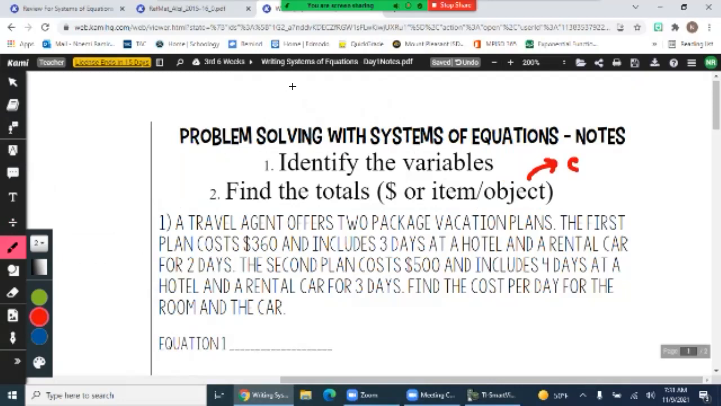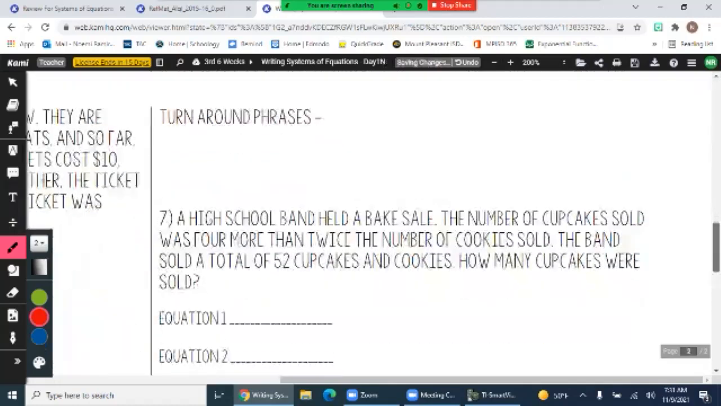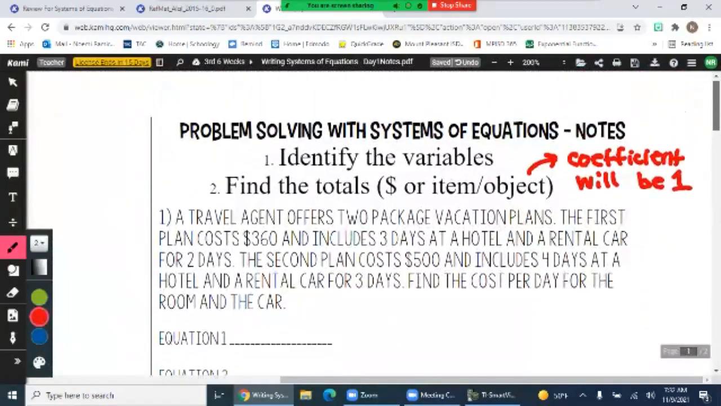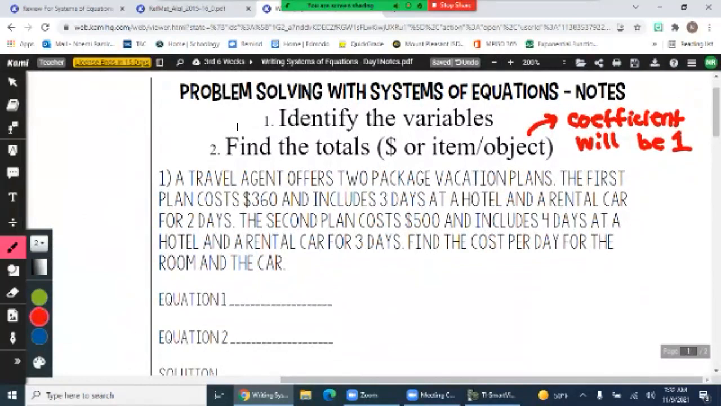Yeah, your coefficient will be 1. Now this foldable has 9 on it. I think we'll only do 5 of them, and then the other 4 we'll do in class. Okay, so let's look at number 1.